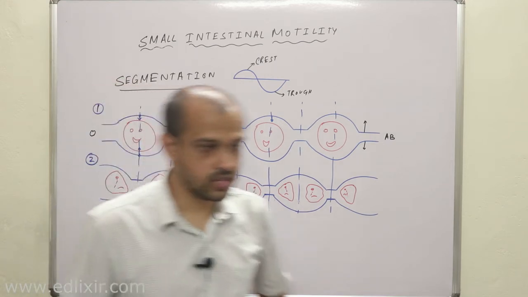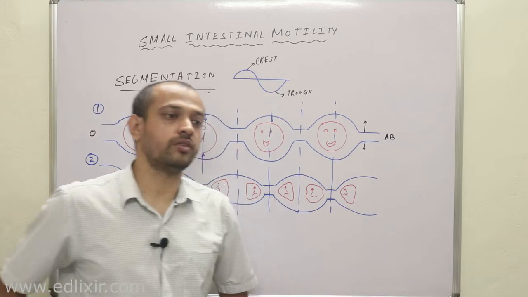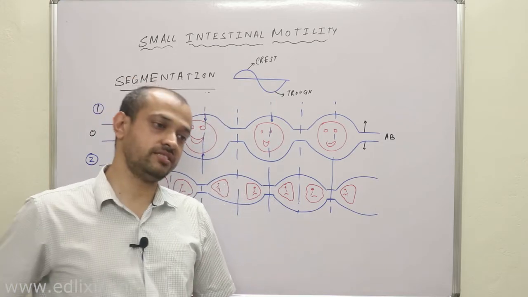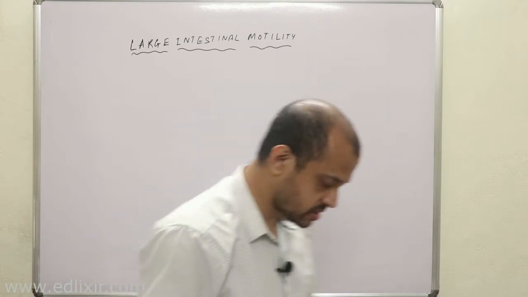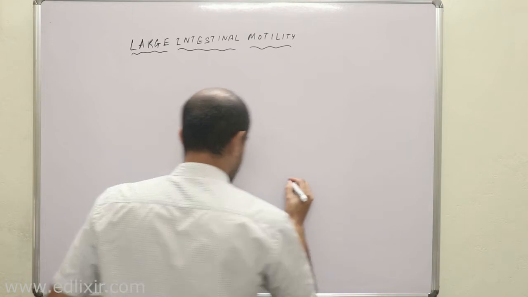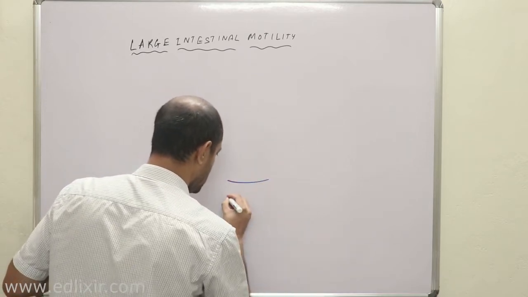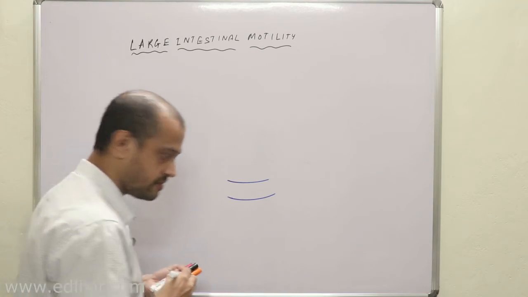Okay? So this was the small intestinal motility. Next we will be talking about the large intestinal motility. The discussion of large intestinal motility starts from this. Now suppose this is your small intestinal end. Okay, this is the end of the ileum.